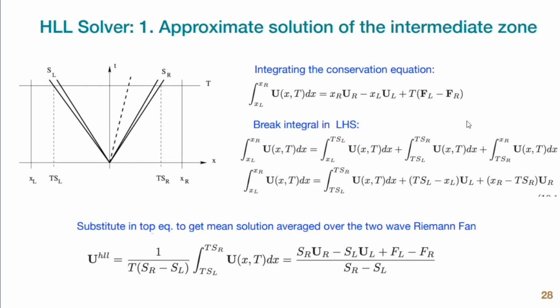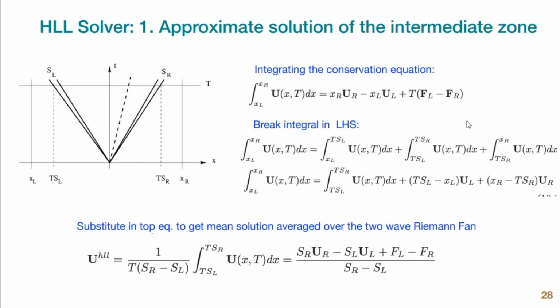So see, things below TSL actually will remain static, the left-hand side state. Things beyond TSR will also remain static, the right-hand side state, because information from any of these points cannot reach these points here. So the only region of interest is this. And after some manipulation, you can write an HLL average description of the fluid quantity, U_HLL, as we call it. It can be represented in terms of the left flux, the right flux, the left speed, the right speed, the UL and UR. This is U_HLL. This is the solution of the Riemann problem with this approximation.